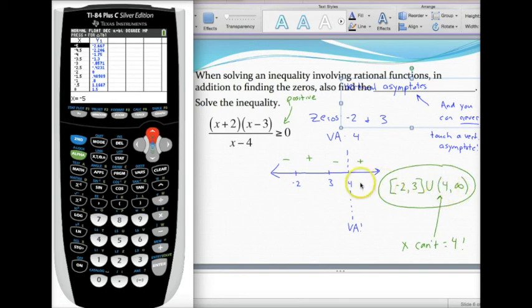But notice at 4, I used a parenthesis because even though I'm allowed to be equal to 0, plugging in 4 for x is not okay because if I make x 4, I'd be dividing by 0 and that can't happen. So that's why I said before, make sure you make a big note in your number line about how 4 is actually a vertical asymptote. No matter what, I can't touch that. So there are the two intervals where the graph is positive.